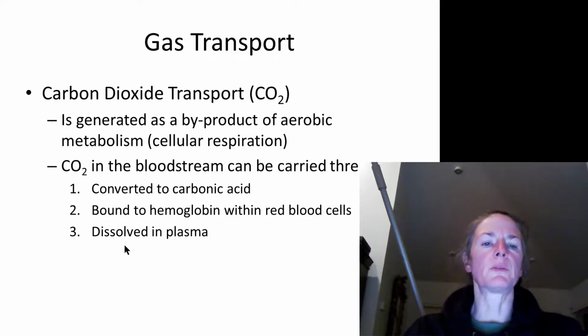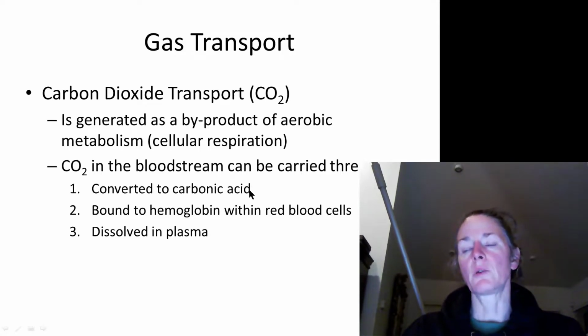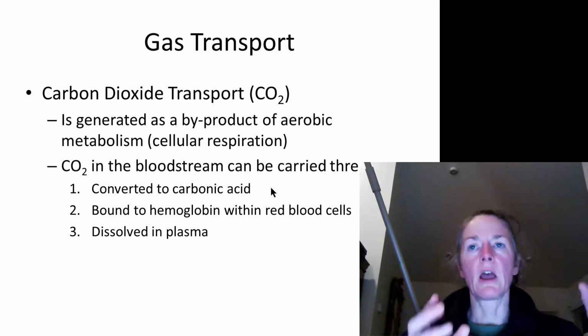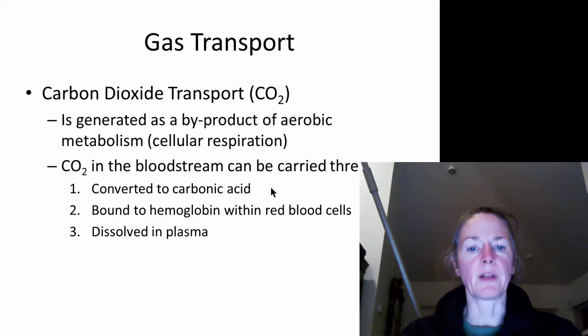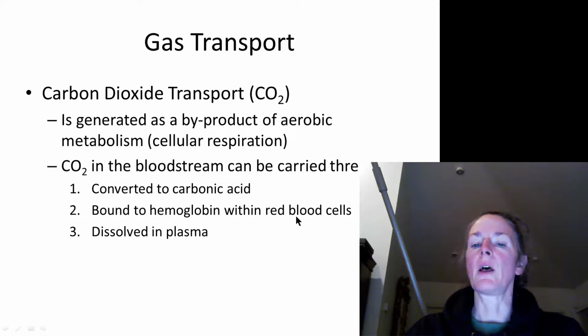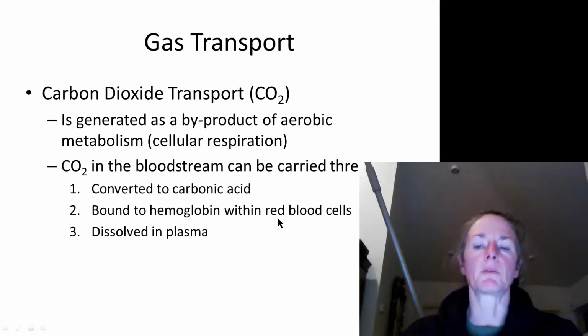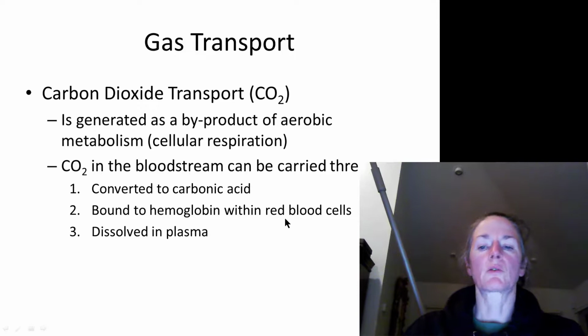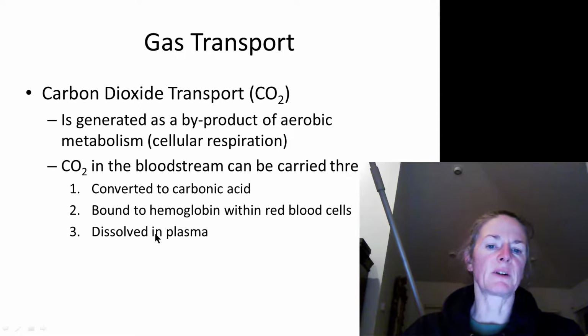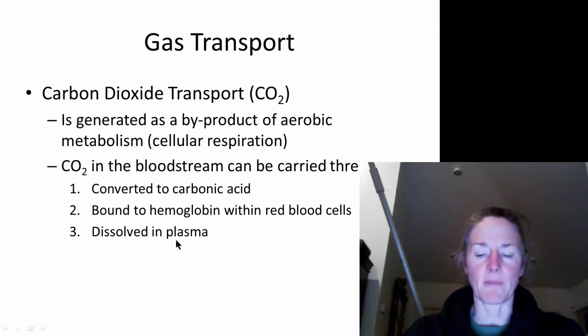So this is going to be one of the big things. This is our byproduct of aerobic metabolism. And so what we've got is three ways we can carry it. Number one is we're going to convert it to carbonic acid, which will then dissociate into bicarbonate and hydrogen ion. Hydrogen ion will usually be buffered by the red blood cells. Or we can have it bound directly to hemoglobin within the red blood cell, but not at the heme group, at the amino terminus. So it's going to create a compound called carbaminohemoglobin, or it can be dissolved in plasma, and this is about 7%, so not that much.